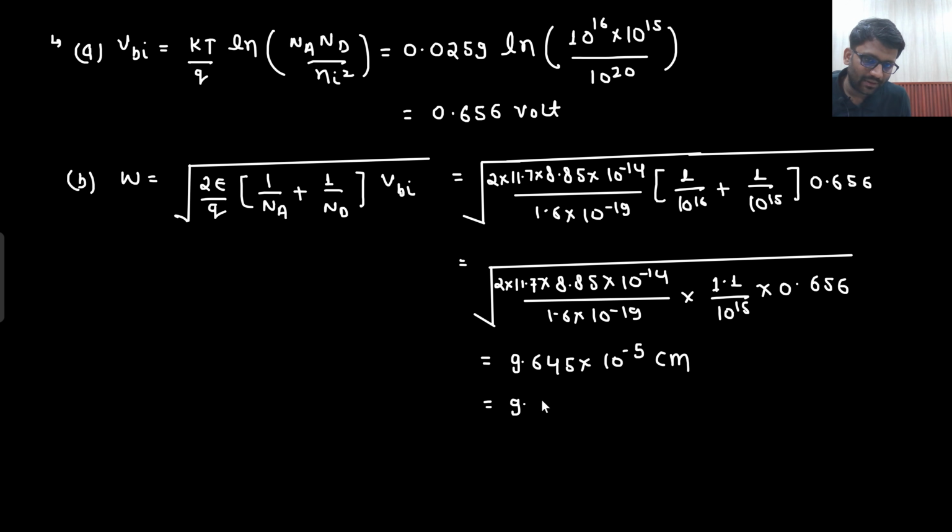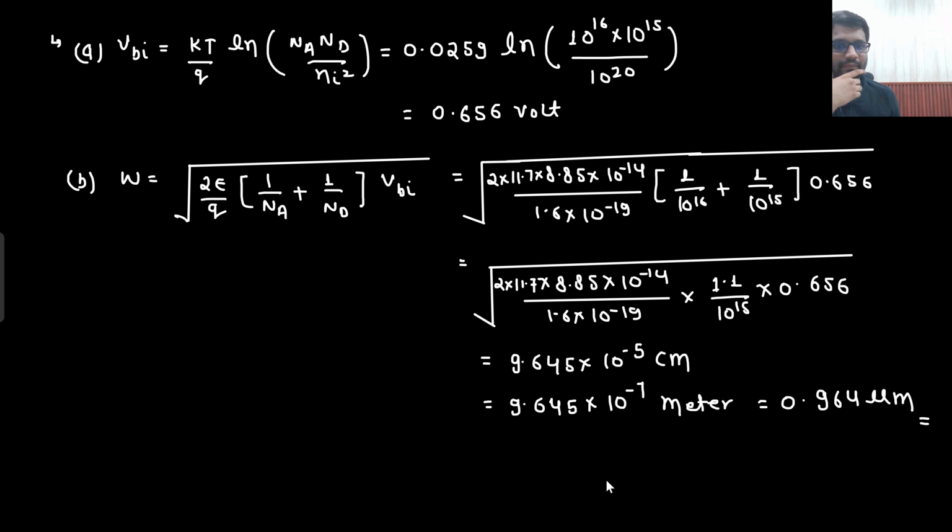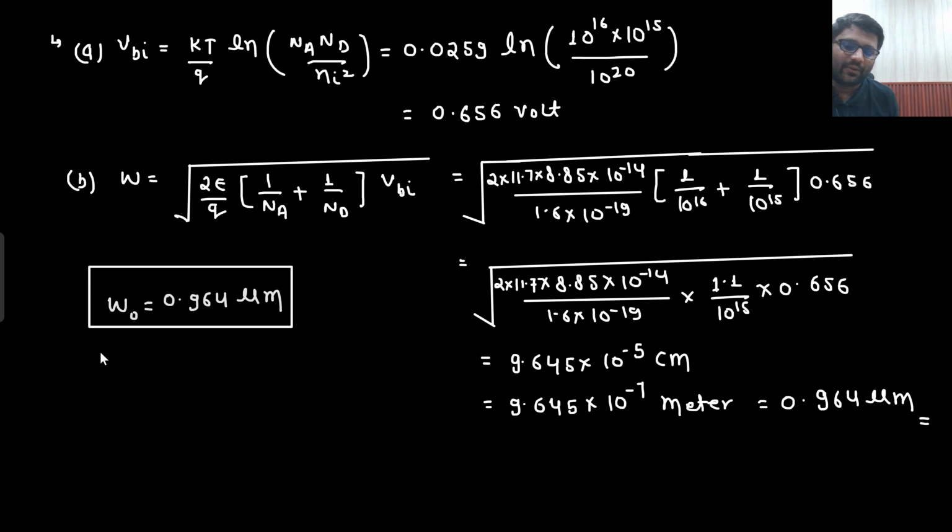So what can I write down? 9.645 into 10 to the power minus 7 meter. Okay, is that clear to you? Now this 10 to the power minus 1 goes here, so it would become 0.964 micrometer. Is that understandable? Okay, so this is the depletion width we are getting, depletion width under equilibrium. So W naught I can put, 0.964 micrometer. Although they did not ask XP naught, XN naught, but still we can calculate it, right?